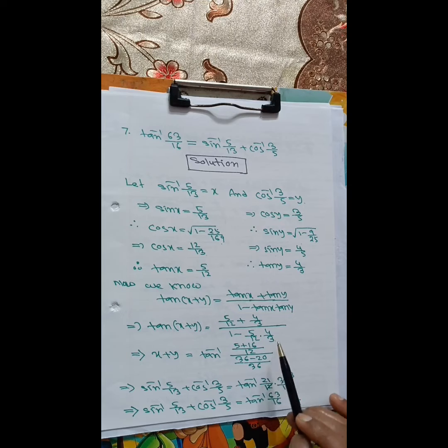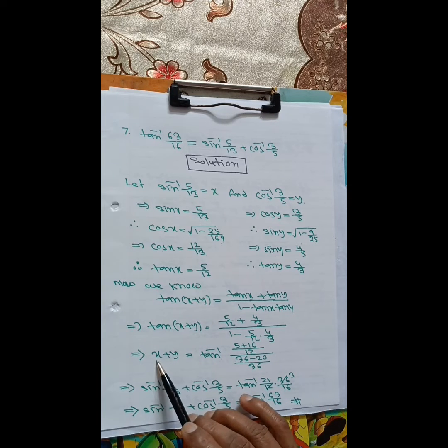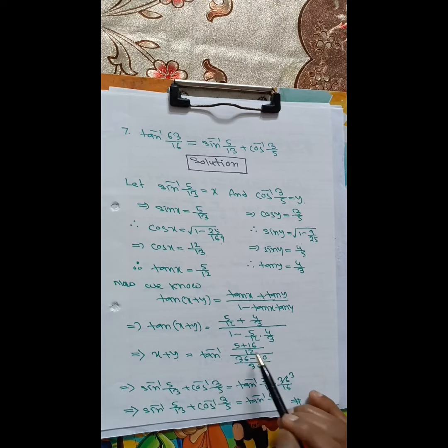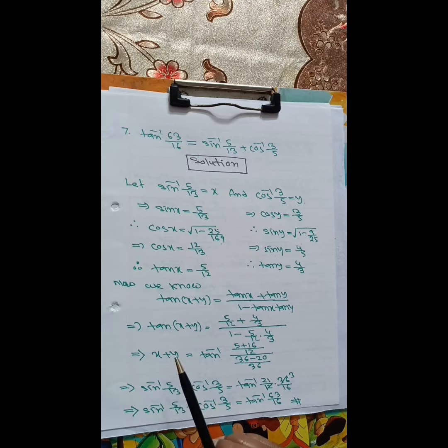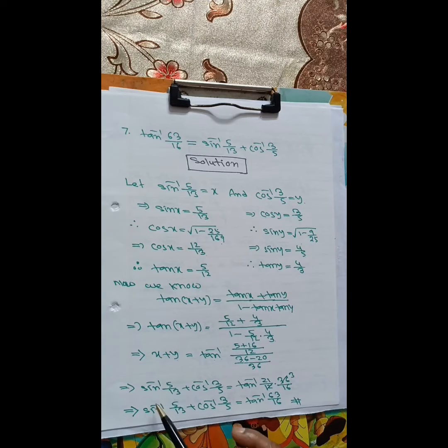Tan goes to this side, it becomes tan inverse, then we get x plus y is equal to tan inverse, by taking LCM and simple calculations, we get 5 plus 16 by 12 and 36 minus 20 by 36. Now we replace x and y by these. Then x is equal to what?